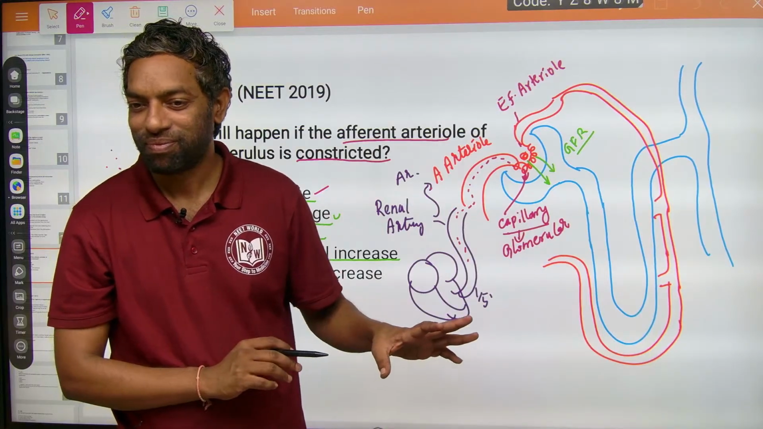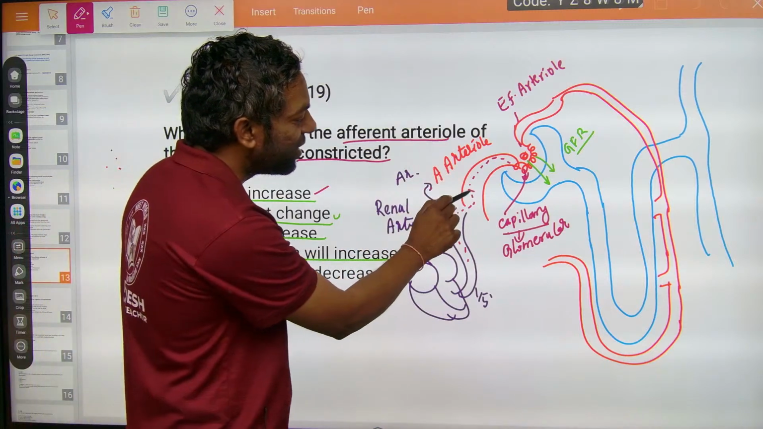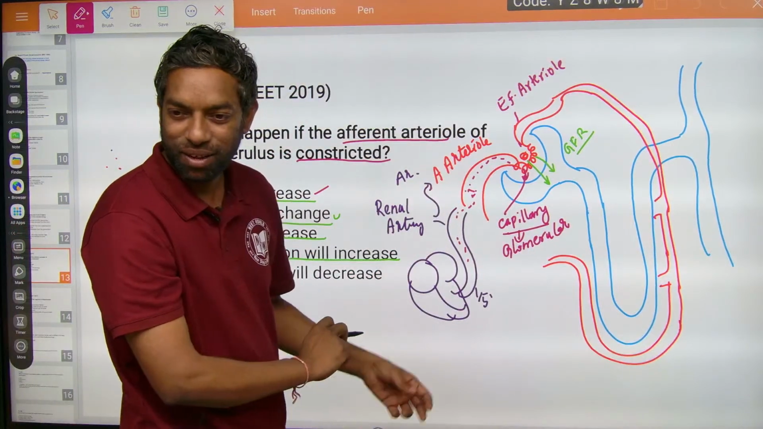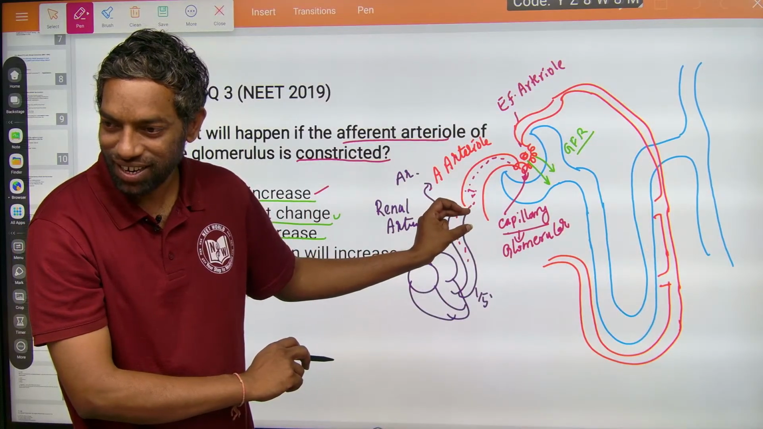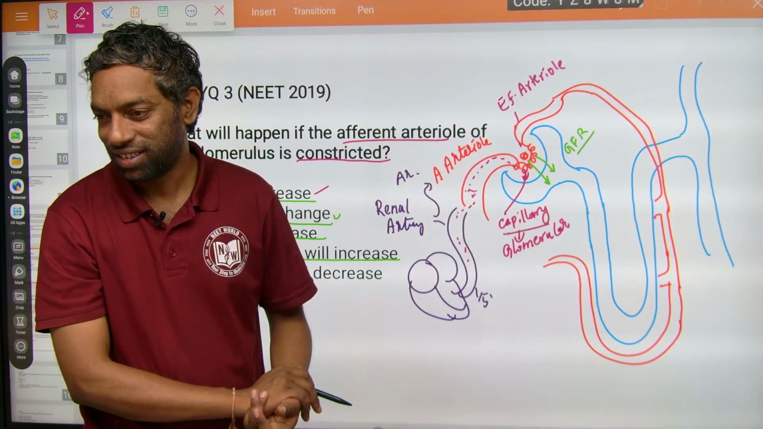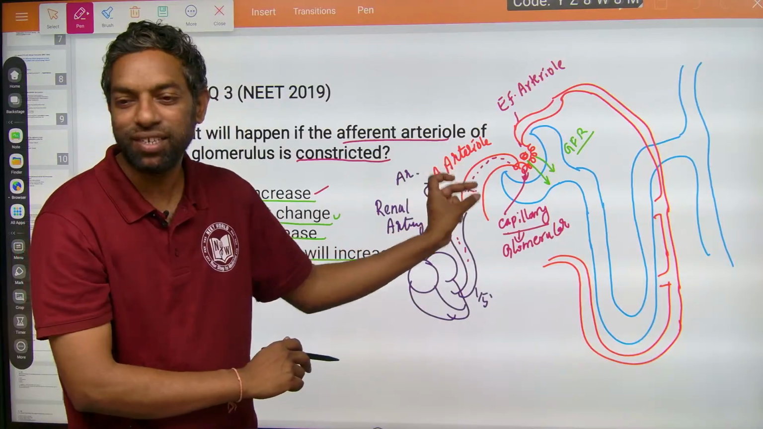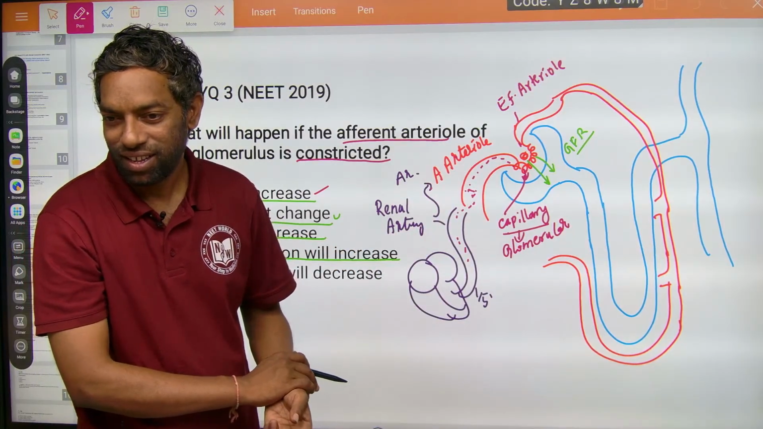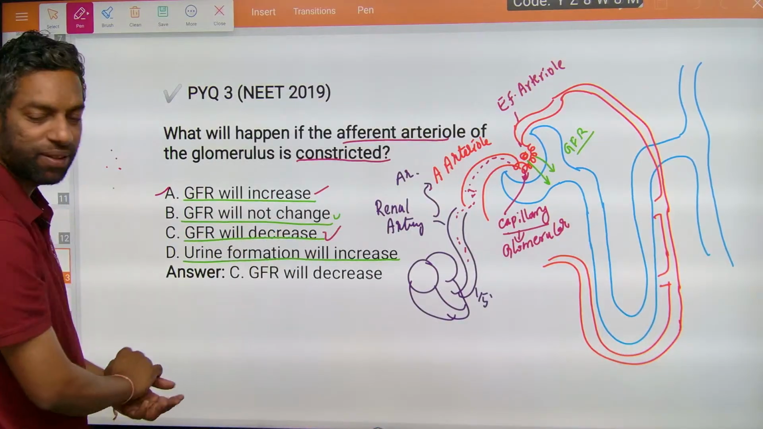But if it is the afferent arteriole that is constricted, blood flow decreases here. Blood volume decreases, right? If the blood volume decreases, GFR will decrease. Blood volume decreases because the size decreases, so GFR will decrease.